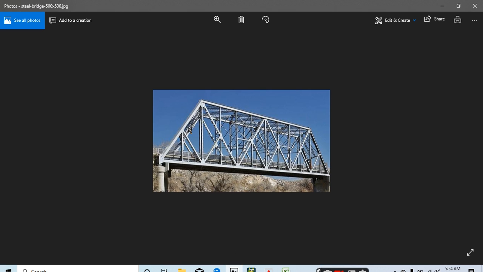Look at this. There is one bridge which is constructed by the steel members which are connected to each other and transfer load to each other, and finally with the help of these girders we transfer the load to ground.